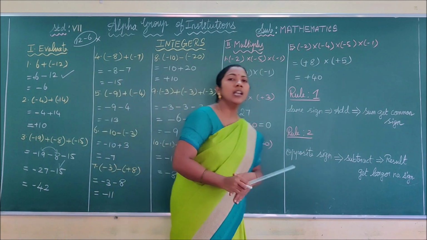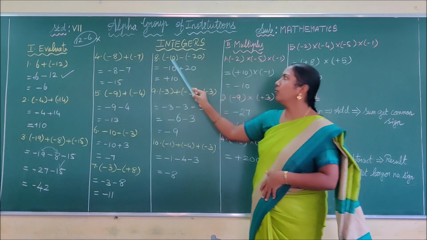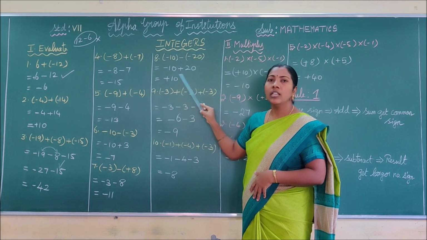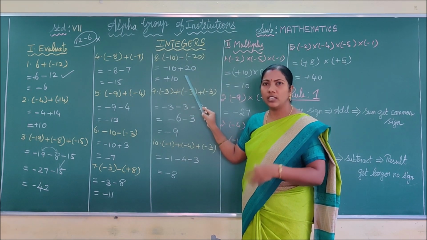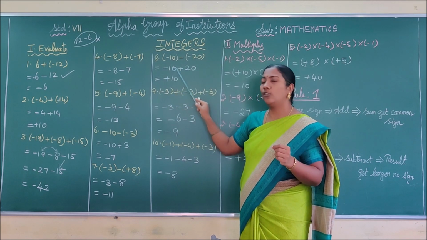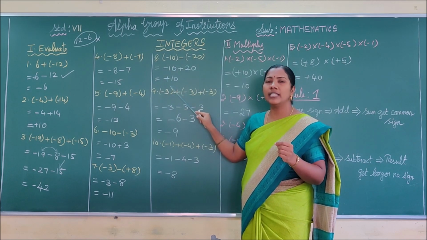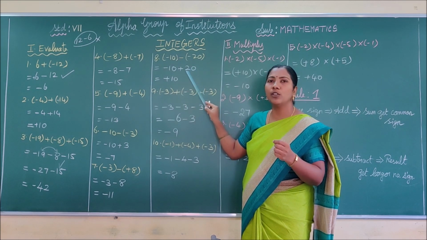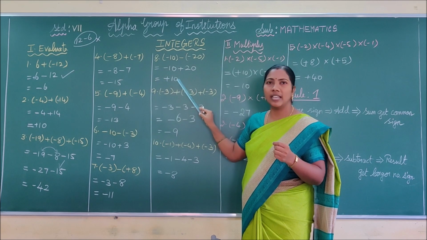Minus 10 minus 20. Now we are going to remove the bracket. Minus 10 minus into minus, plus 20. Given integers are in different signs. So you have to subtract the smaller number from the bigger number. So 20 minus 10 you get 10. And the result takes the larger number symbol. What is the larger number here? 20. What is the symbol for 20? Plus. Thus we get plus 10 as the answer.